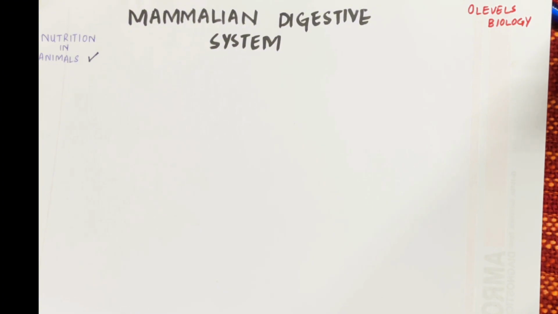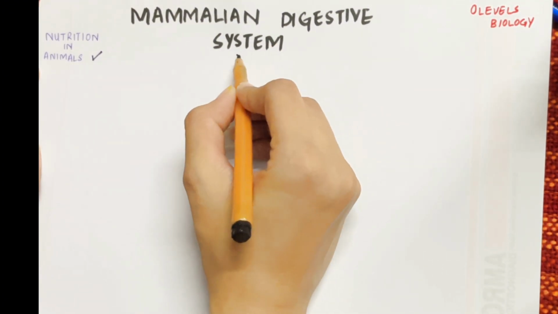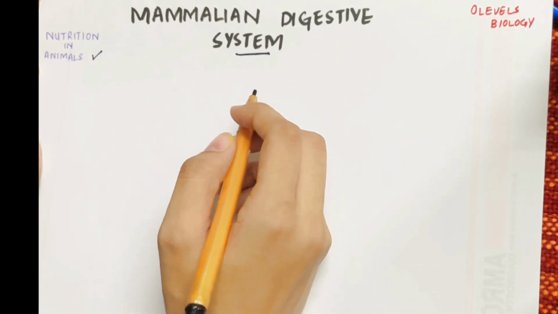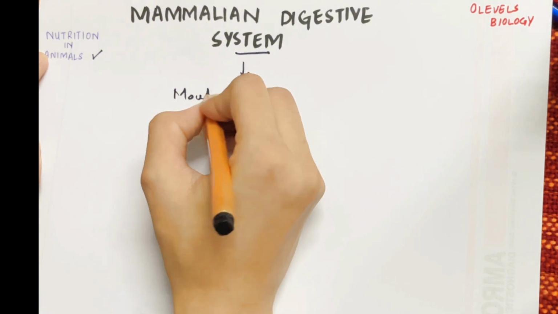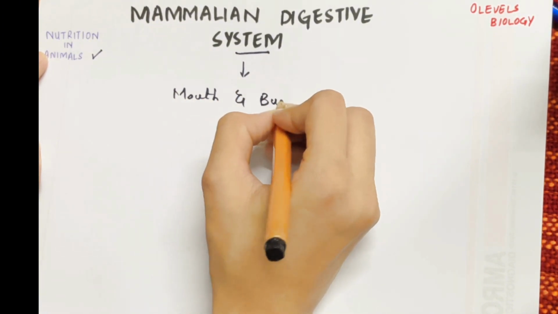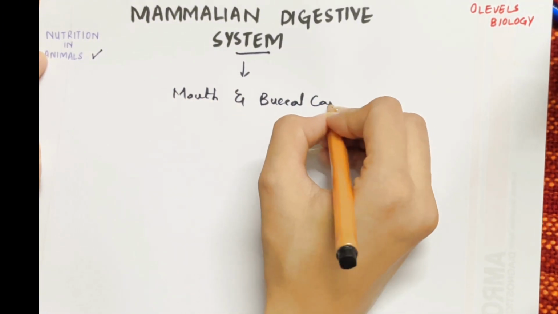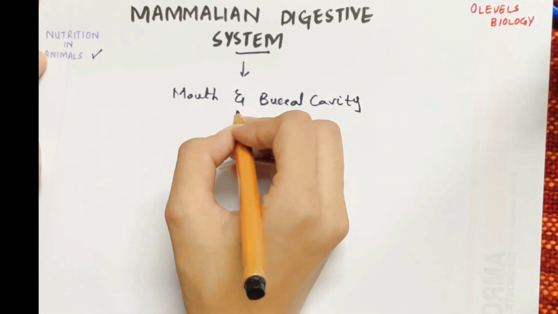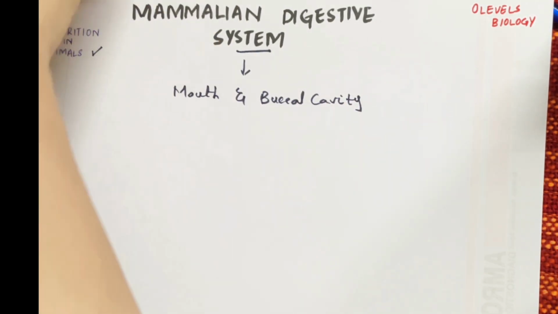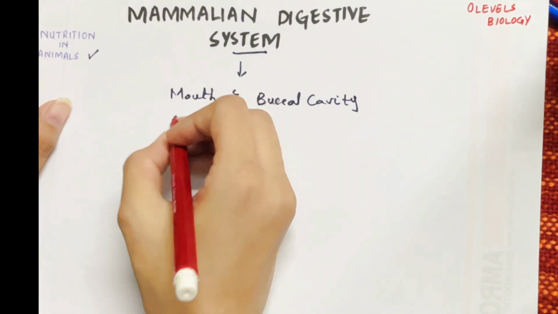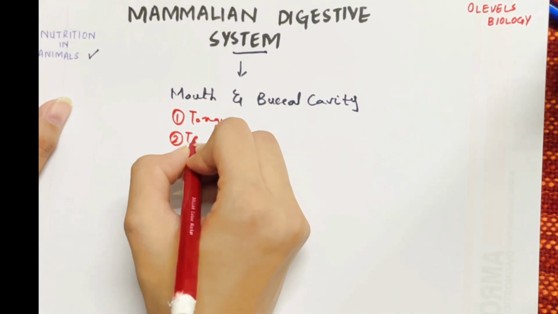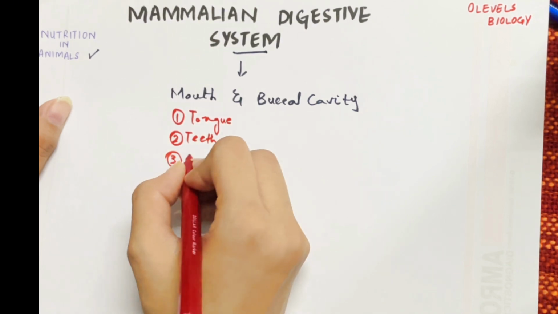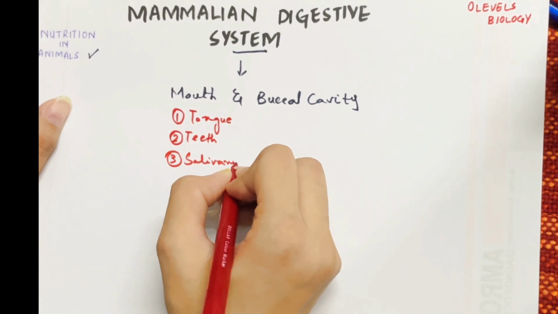And in today's video, we are continuing with the topic of nutrition in animals, and the topic for this video is the mammalian digestive system. The mammalian digestive system basically includes the mouth and the buccal cavity. The mouth and the buccal cavity include three main components: the tongue, the teeth, and the salivary glands. These three main components make up the buccal cavity.